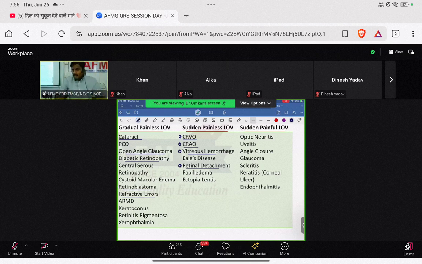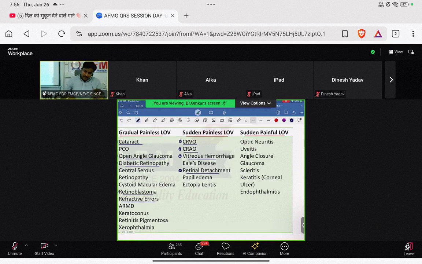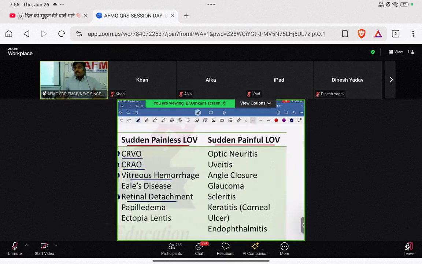जब लेंस अपनी जगह से खिसक जाती है बेटा, that is ectopia lentis. That will also cause a sudden painless loss of vision. Next is sudden painful loss of vision. इतना तो clear है, pain happens due to inflammation. So all those conditions which are inflammatory will cause a sudden painful loss of vision.